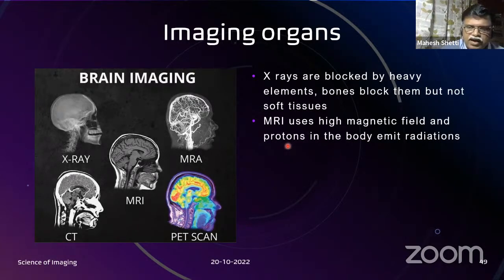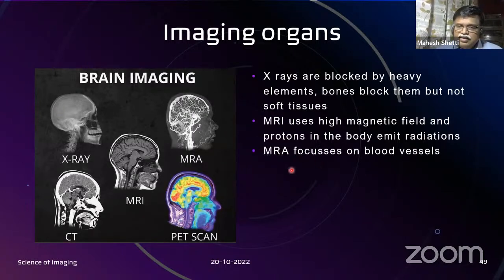When the water is there, hydrogen is there. Our body is 70% water, and of course even other muscles and carbohydrates are there, so oxygen is going to be there and hydrogen is going to be there. MRA mainly focuses on blood vessels, and you can clearly see over here that this is magnetic resonance angiography, MRA, which focuses on the blood vessels.